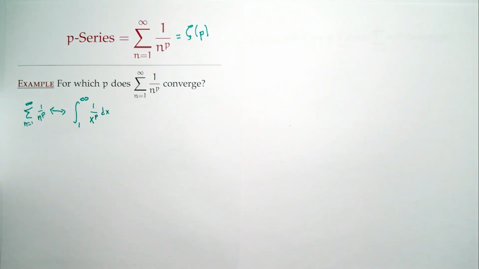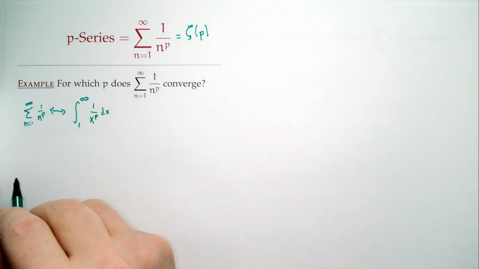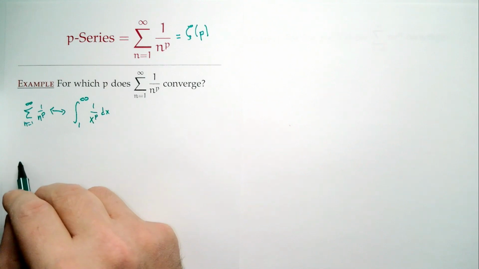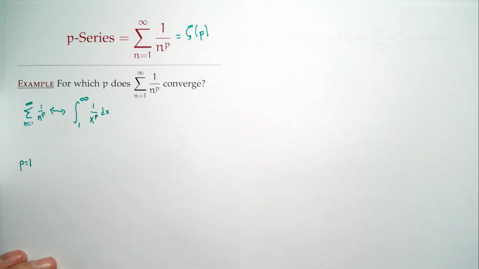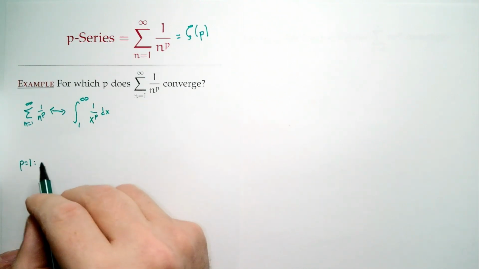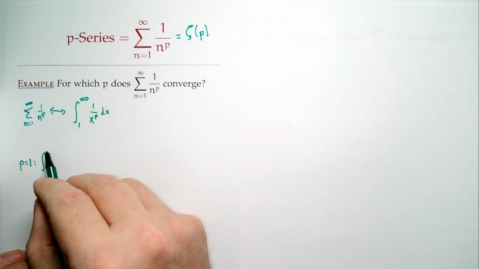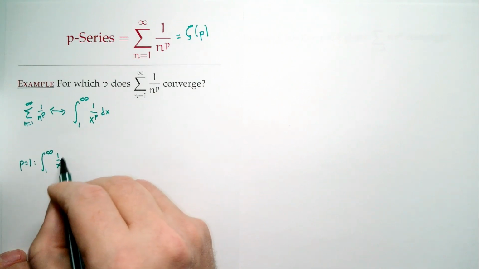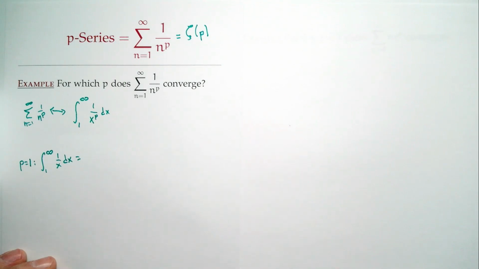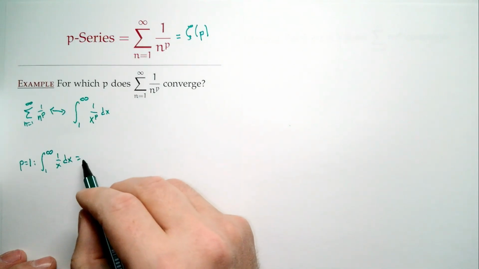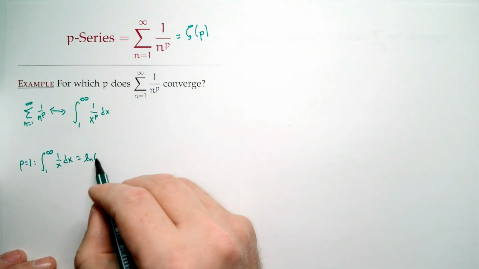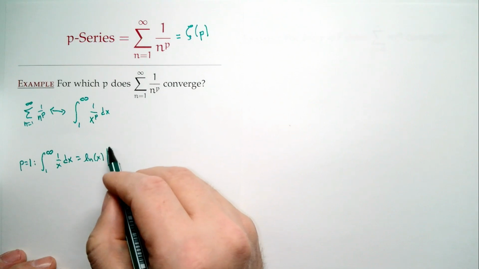All right. Now 1 over x to the p, you've got to be a little bit careful here because there's two cases. So we do those. One case is p equals 1. Now, when p equals 1, you get the integral from 1 to infinity of 1 over x. Now, what's the integral of 1 over x? It is natural log of x. And we go from 1 to infinity.